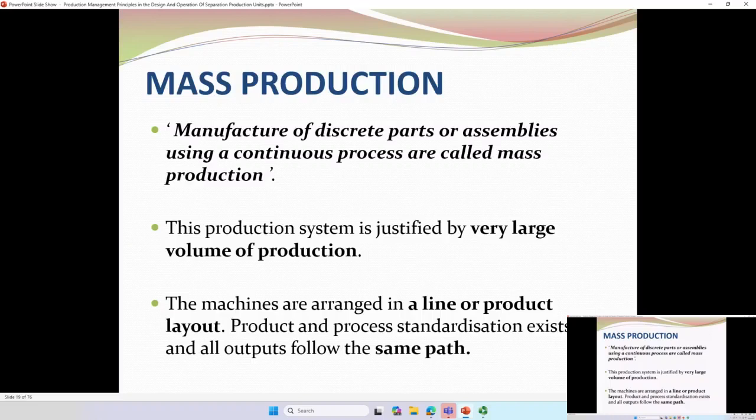So they fall under what? Mass production. So the machines are arranged in a line or product layout. So that is easy. If you see machines from China, it's always like this. Conveyor, always full of conveyor, right? So in a line or product layout, product and process standardization exists, and all output follow the same path.